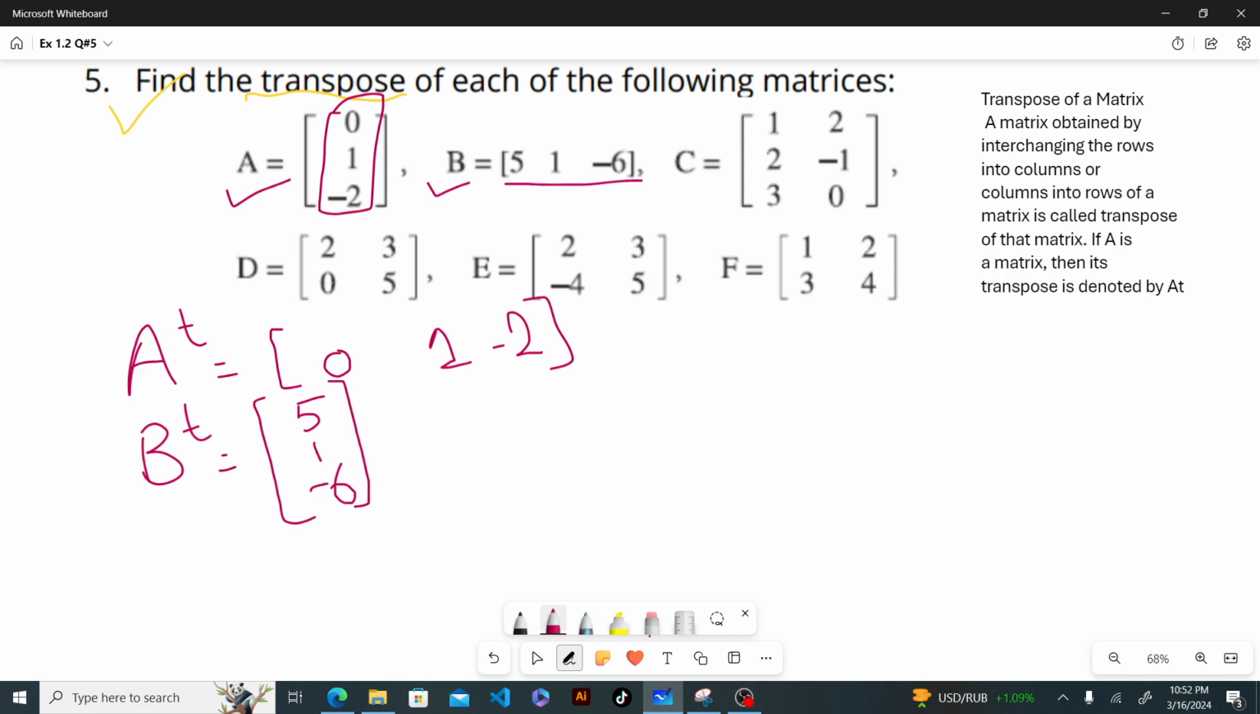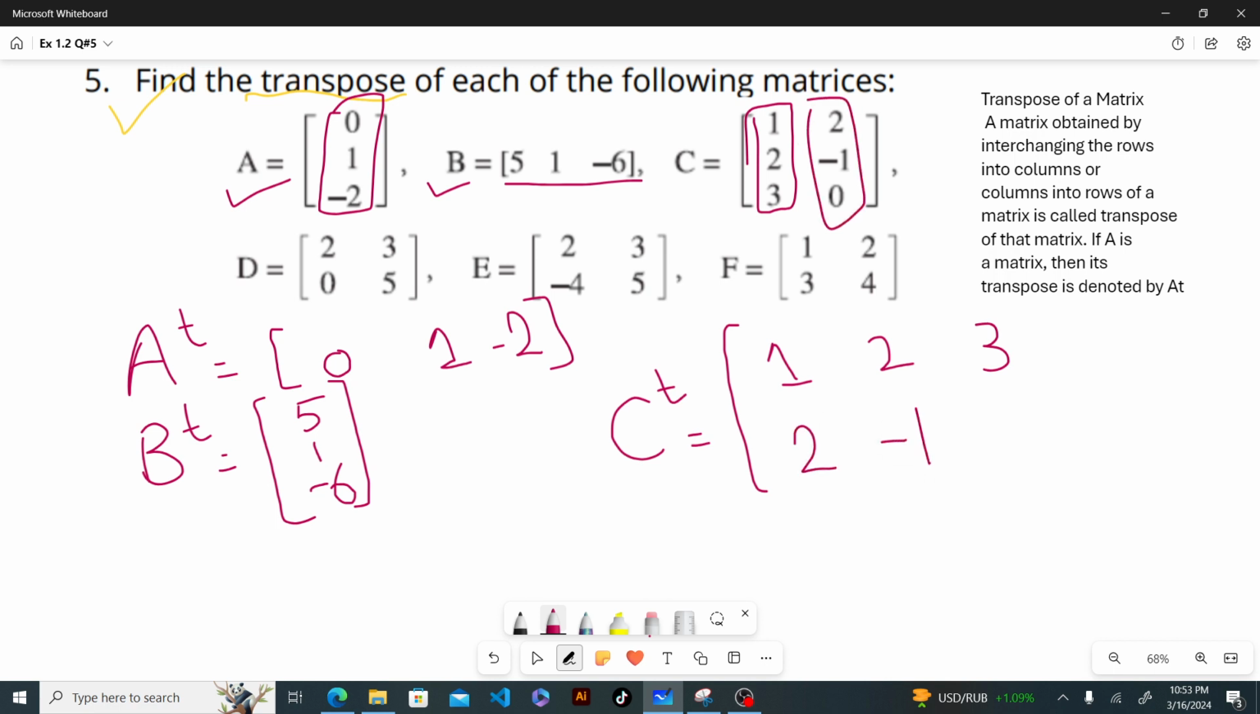Now we will do C transpose. Here, C transpose will be equal to: this first row will be interchanged to the column 1, 2, 3. Now this second row, 2, minus 1, 0. Here we have interchanged the rows into columns. If we do it the other way, by interchanging the columns into rows, then we will get the same matrix.